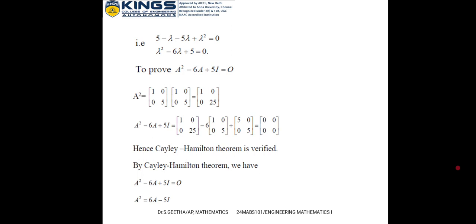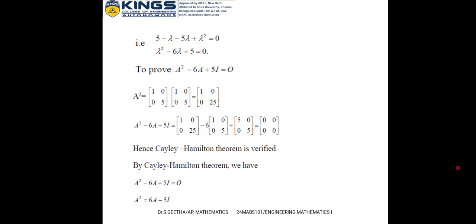We have to prove A square minus 6A plus 5I equal to 0 matrix. Therefore, we find A square. A square is equal to A multiplication A, which is equal to [1, 0; 0, 25]. Therefore, A square minus 6A plus 5I equal to [1, 0; 0, 25] minus 6 into [1, 0; 0, 5] plus 5 into [1, 0; 0, 1]. On simplification, we get the 0 matrix. What we have proved, A square minus 6A plus 5I equal to 0 matrix. Hence, we have verified Cayley-Hamilton theorem.